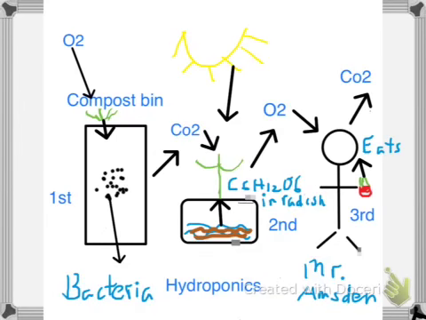Hi everybody, this is Grace, and today I'll be talking about the carbon cycle. The carbon cycle happens in 3 stages: decomposition, photosynthesis, and cellular respiration.